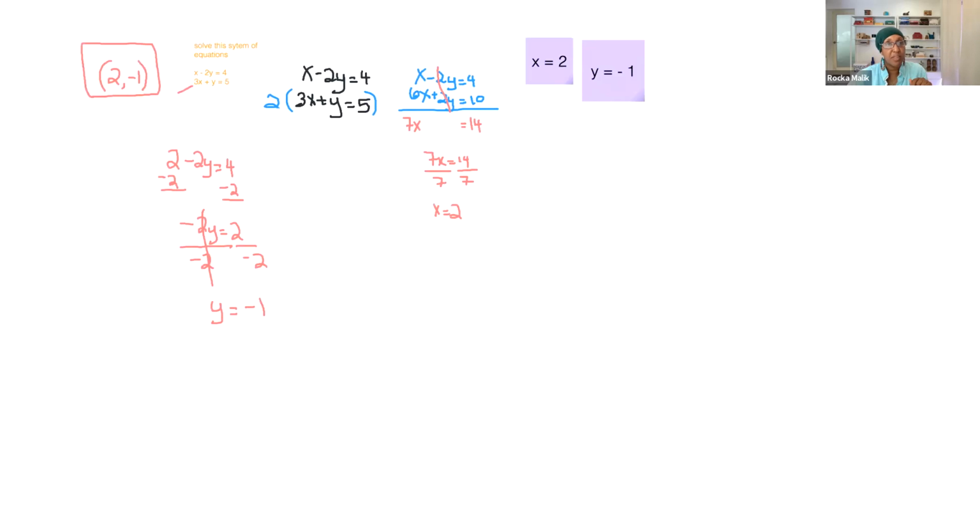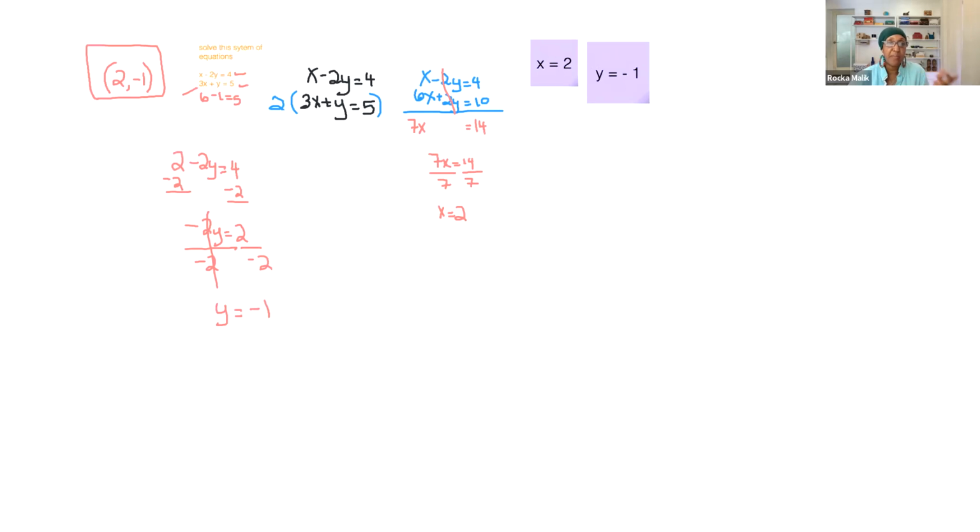This point will work in this one equation and this equation. It'll work here. 3 times 2 is 6 plus -1 is 5. So it works here and it works here. So this point works in both equations. It is a solution to that point. That means they're just 2 regular lines that meet at one point. Making sense? Yes.